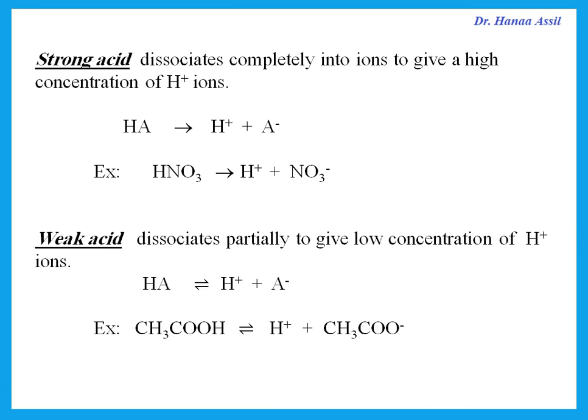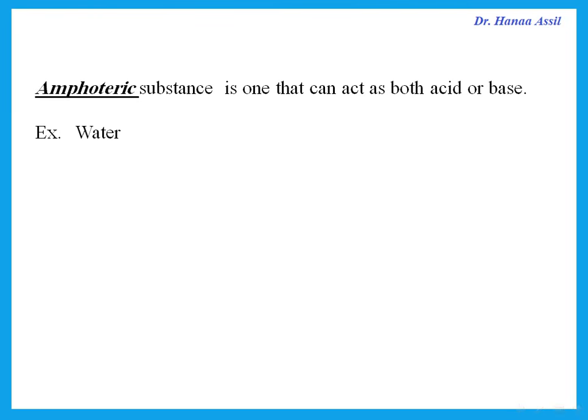But some acids are weak. So a weak acid is one that dissociates only partially to give a low concentration of H plus ions. For example, ethanoic acid is referred to as a weak acid. This is because when I dissolve ethanoic acid in water, not all the molecules will dissociate to give H plus ions. Only a small number of the molecules will dissociate. So we have a lower concentration of H plus ions, so we call this a weak acid.